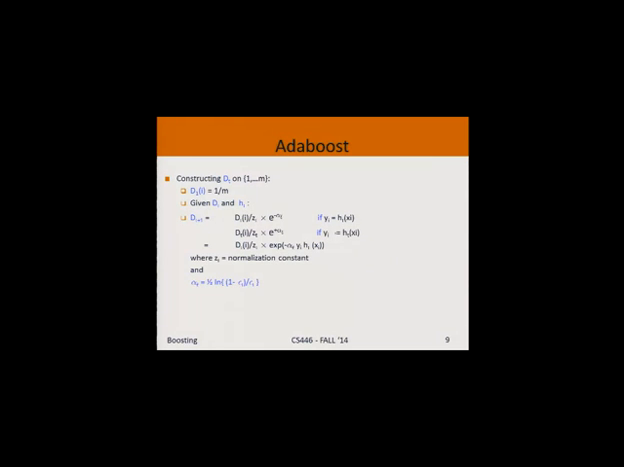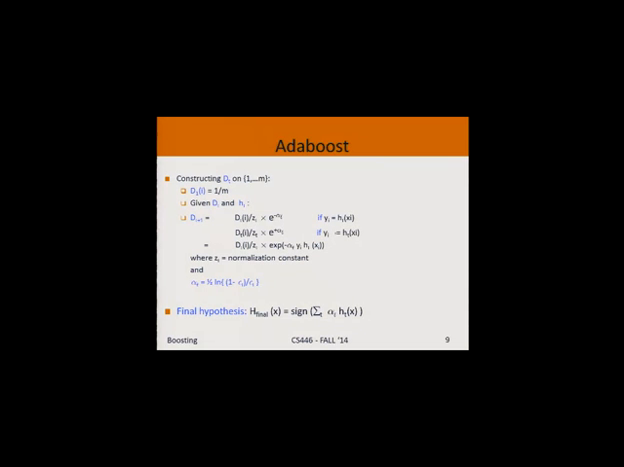As I said, zt is a normalization constant, and alpha t is defined this way. We'll see in a second why we want to define it this way. It's defined as a half times the natural log of 1 minus epsilon t divided by epsilon t. And then once I do this, the only other thing I have to tell you is how to combine the final hypothesis, and we're going to do it as the sign of the linear sum over all t, alpha t ht of x. Okay? So now let's see why it makes sense to do it this way.